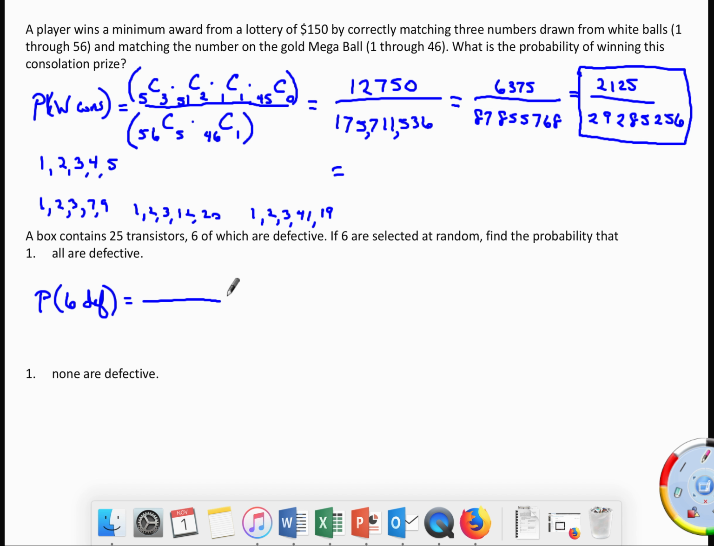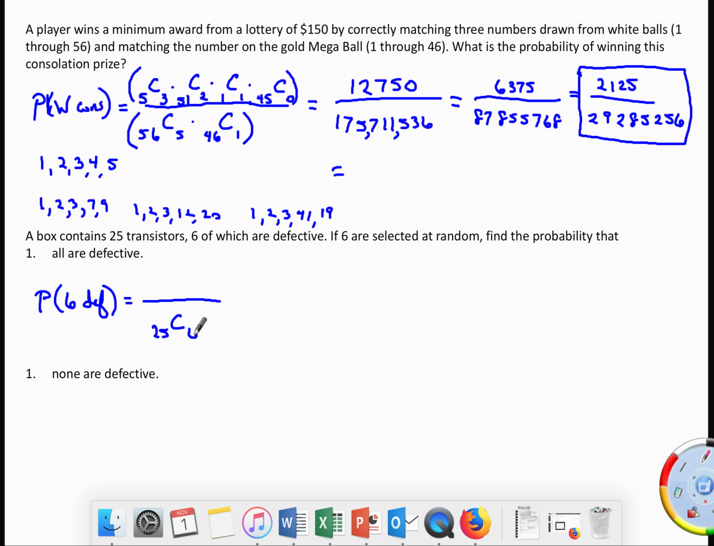And this says I got a box of 25 transistors. I'm going to reach in and grab 6. The order doesn't matter that I grab them in. Once I have 6 of them, I'm going to examine them. It doesn't matter, again, the order. If I look at the first one that I grabbed or the last one that I grabbed first, it's still the same 6 I'm looking at. So it's a combination. So the denominator, if there's 25 transistors and I'm going to choose 6 of them, right? Reach in and grab 6.